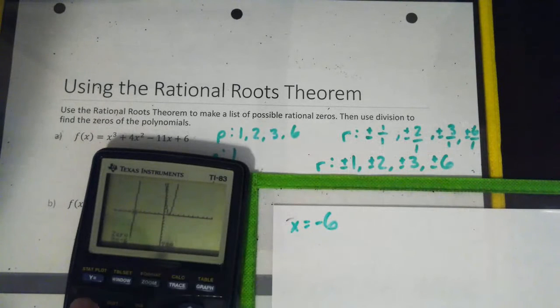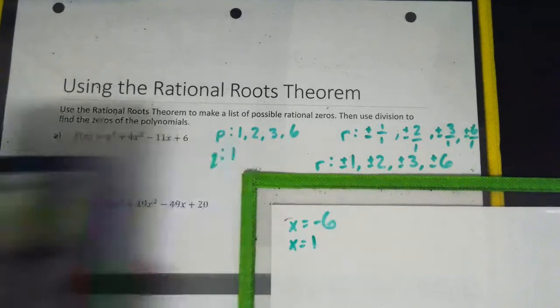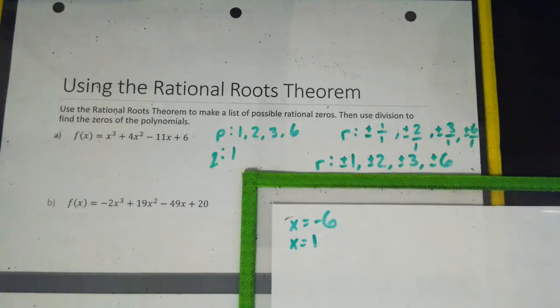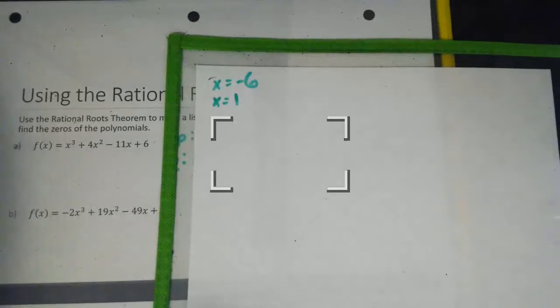Now let's check this other one. Second calc, the 0. It looks like it's at 1, so we'll say it's between 0 and 2. I'll guess that it's 1, and it says there's a 0 at x equals 1. So now we're going to check them, that way we can make sure we have the right answers. I'm going to use synthetic division because it's quicker.